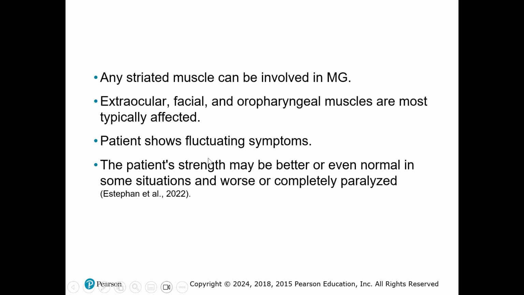The patient shows fluctuating symptoms. Sometimes they feel all normal, and sometimes they are all paralyzed. This is not related only to myasthenia gravis; it can be related to any autoimmune disease, especially myasthenia gravis. Sometimes they feel good, sometimes they don't.